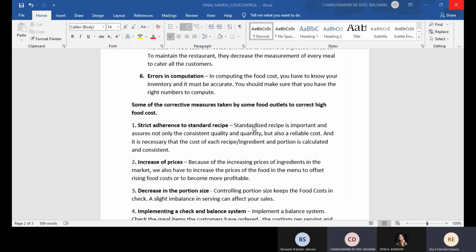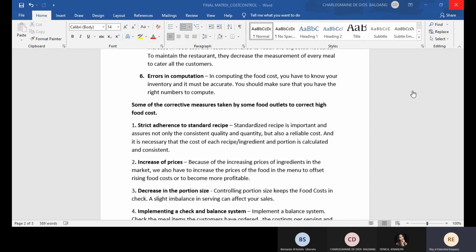Okay, okay. Standard recipe is important in assuring not only the consistent quality and quantity, but also a reliable cost, and it's necessary that the cost of each recipe, ingredients and portion is calculated and consistent.